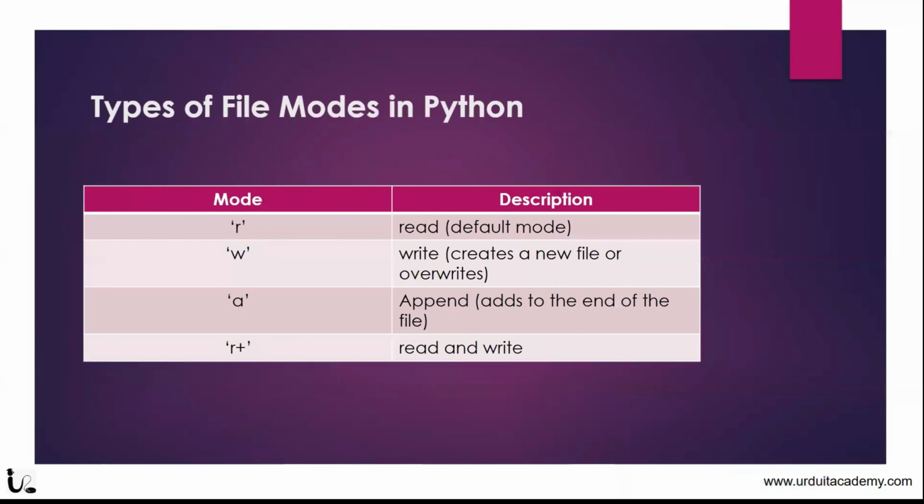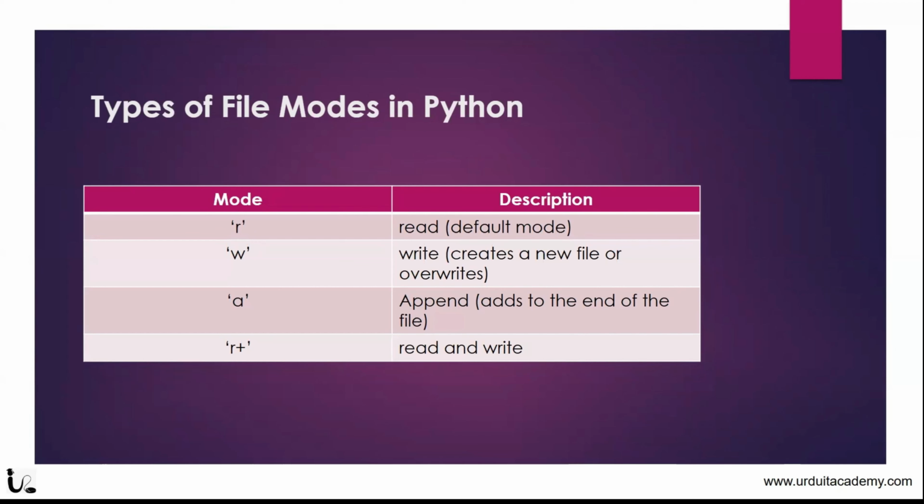Now, these are the different types of file modes in Python. We have r, w, a, and r plus. We use r mode whenever we want to open a file for reading, whenever you want to read data from it. R is the default mode. And w we use whenever we want to write something into the file.